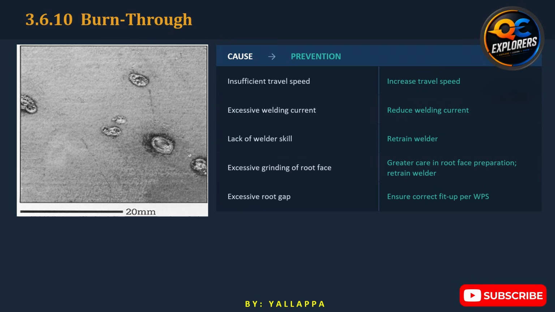For the inspector, burn-through is not simply a cosmetic problem. A hole represents a significant loss of material continuity. Repair may therefore require careful excavation and controlled welding in accordance with the approved repair procedure. The key practical lesson is that correct root preparation and welding parameters are the most effective way to prevent burn-through.